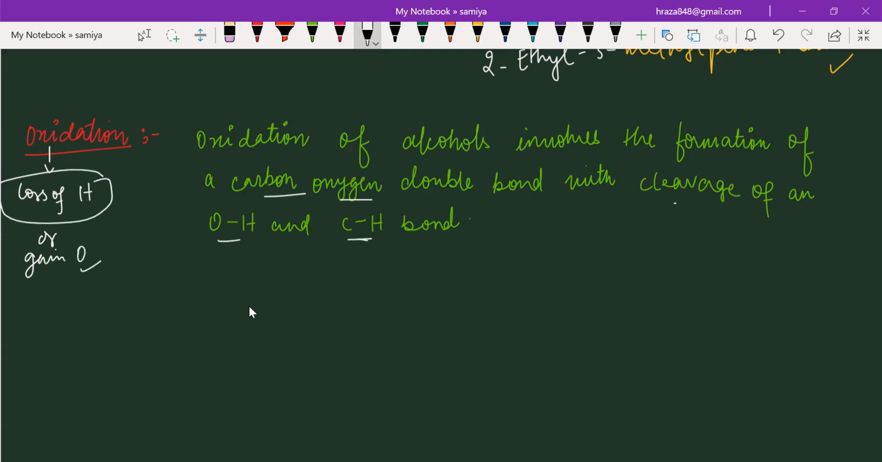So if you have an alcohol like this, you know that this bond will break, and also there must be a hydrogen associated with this carbon. That bond will also be broken. These two hydrogens will be eliminated, and you can see there will be formation of a double bond between this carbon and oxygen. So this is how alcohol oxidizes, breaking this bond and this bond. Please do write it.